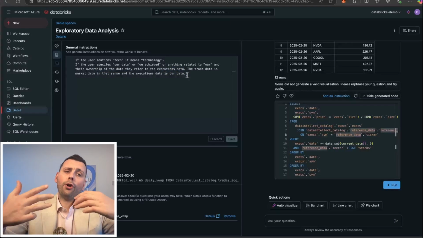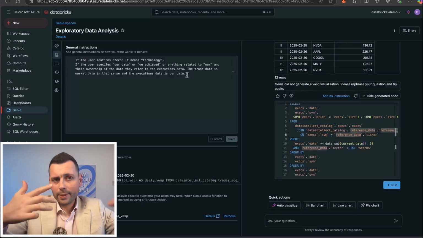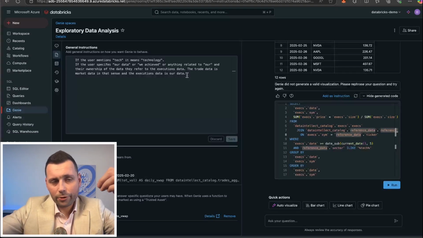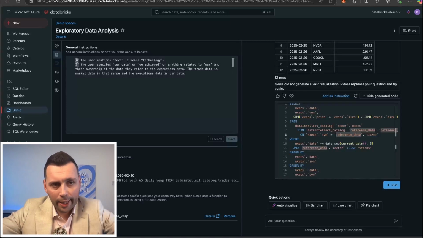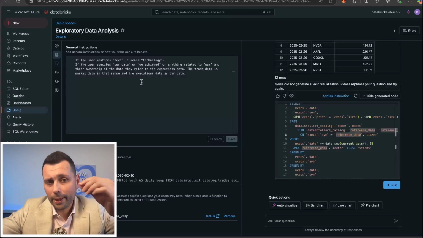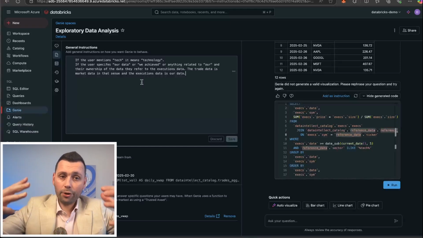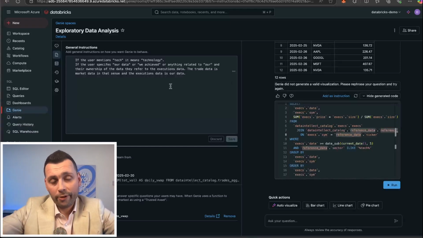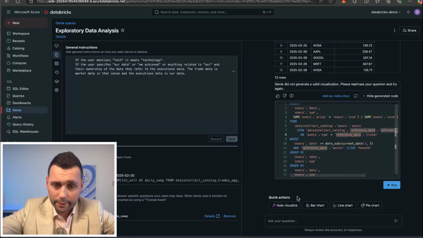So you see all of this business logic, all of the business jargon and everything that is specific to your industry, you can just write it in plain natural language and add it as a general instruction, and Genie will use that information to make sense of the data and provide you with valid SQL queries.